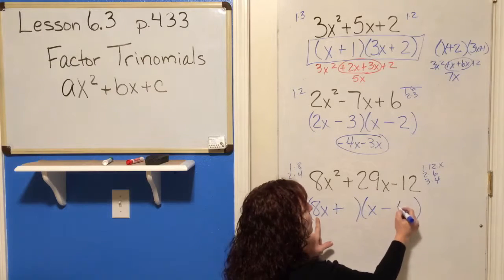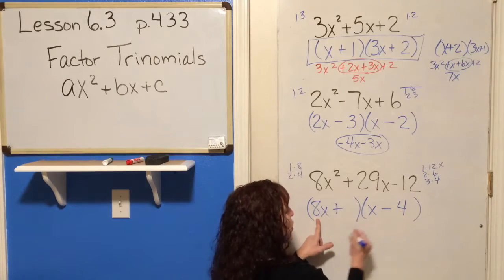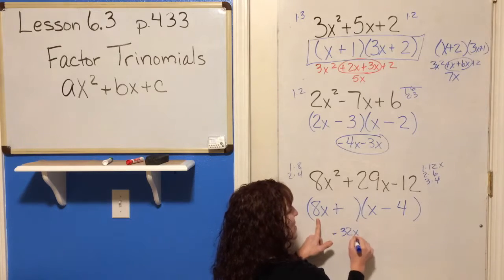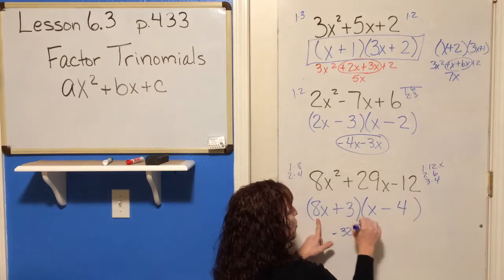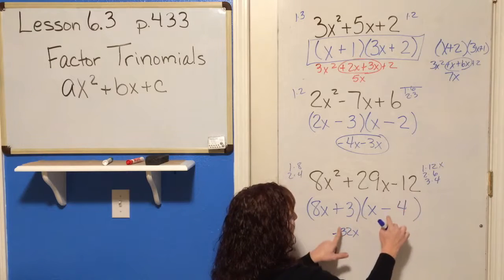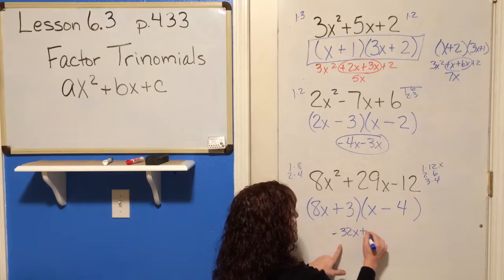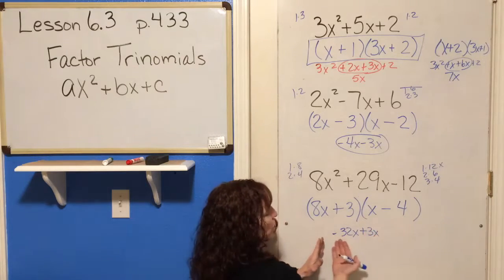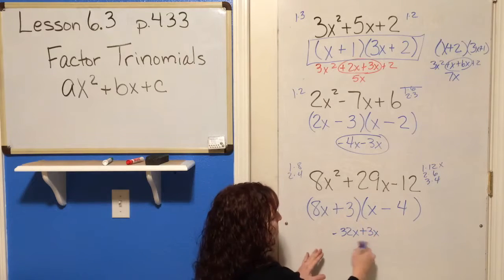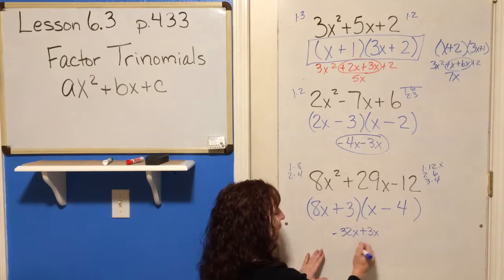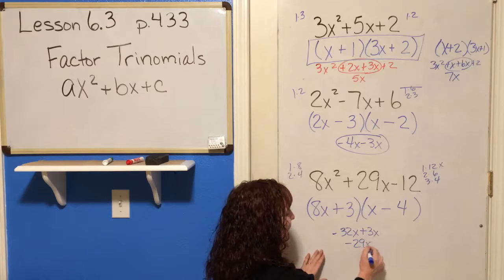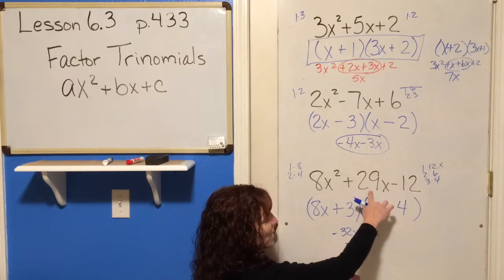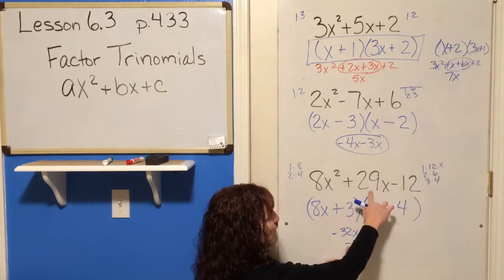So try the 4. 8 times 4 is negative 32x. And what we have left is a 3 here. 3 times 4 is the 12. And 3x is plus 3x. So when you combine this, you're going to subtract. And negative 32 plus 3x is a negative 29x. The 29x is what we need, but we want it to be positive.